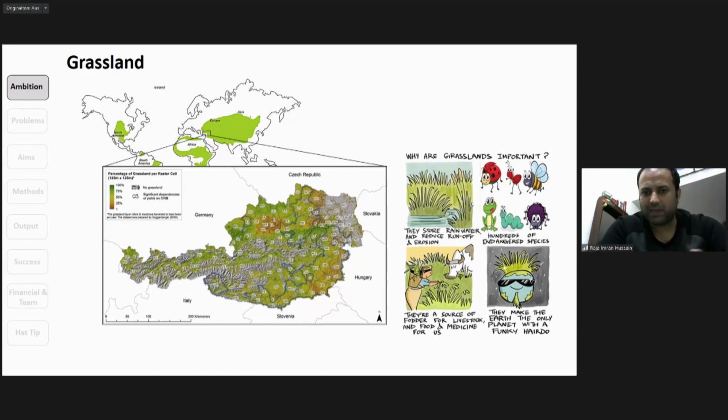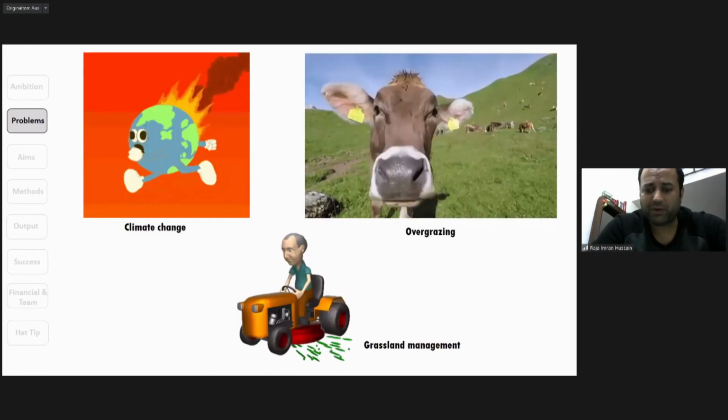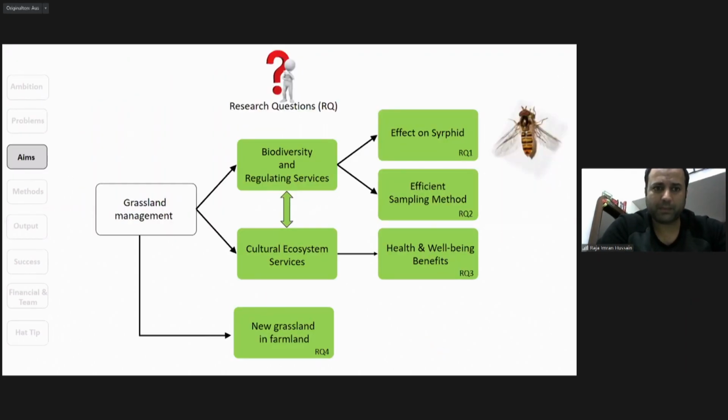If we look at the importance of what it's used for, it's very important for the stuff, but there are some problems like climate change, overgrazing, and grassland management. And grassland management was really focused in the Alpine region of Austria and Switzerland.